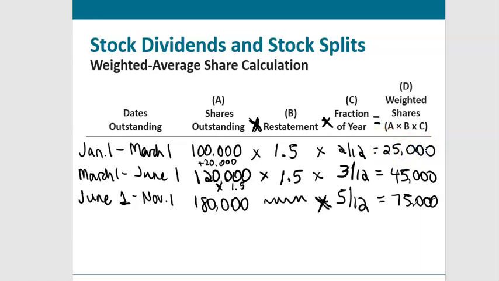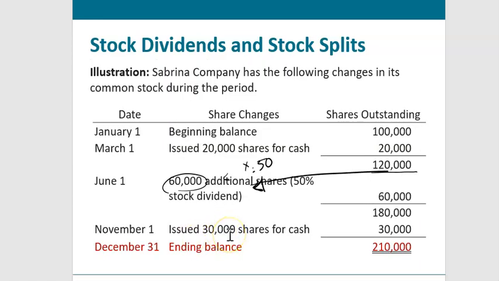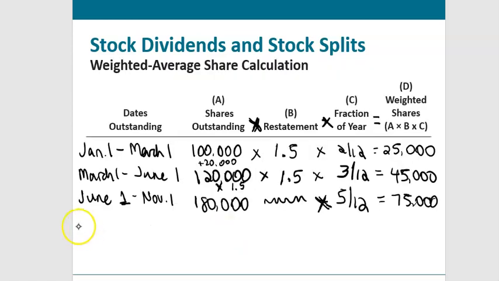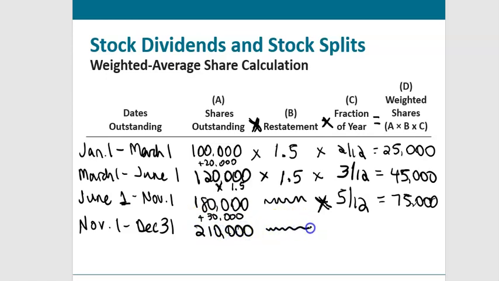But there's one more event. On November 1st, the company issues an additional 30,000 shares. So from November 1st through December 31st, the company has 210,000. Add in 30,000 more shares. So the company has 210,000 shares outstanding. There's no restatement here. These are post-split or post-stock dividend shares. And this is outstanding for November and December, 2 out of 12 as my fraction of the year. This works out to be 35,000.